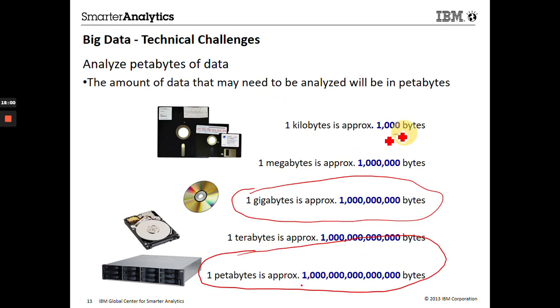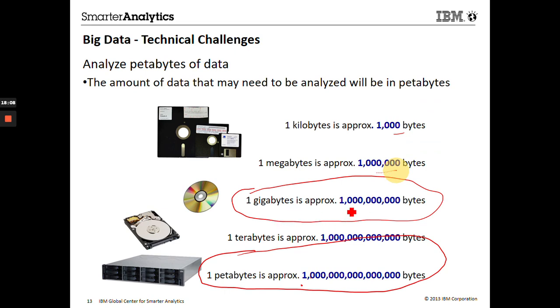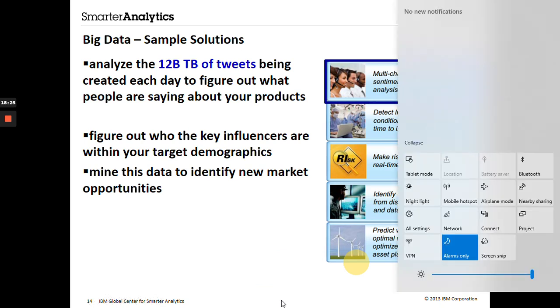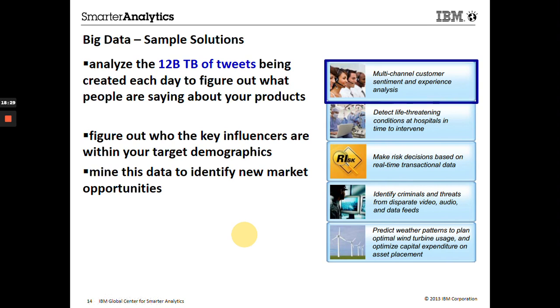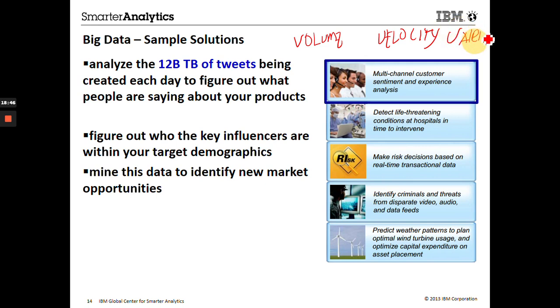So, 1 kilobyte is equal to 1,000 bytes, 1 megabyte, 1 million bytes, 1 gigabyte, 1 billion, terabyte, 1 trillion, 1 quadrillion, and then 1 petabyte, 1 quintillion bytes of data. So, analyze. Okay, so let's analyze if this data class or big data is characterized into volume, velocity, or variety. So the 3 types of big data or the 3 characteristics of data.